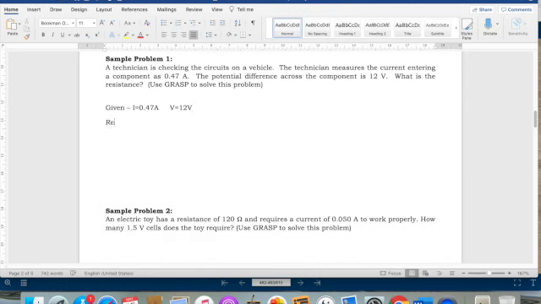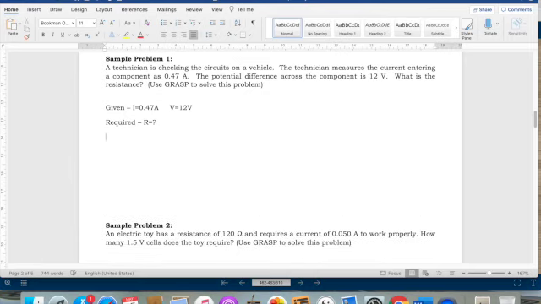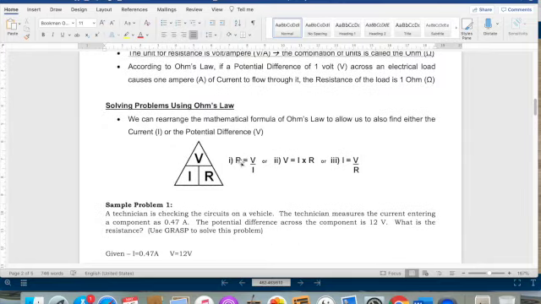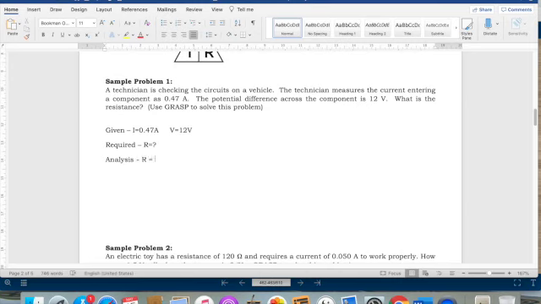R, what does the R stand for? R was our required. Well, what are we looking for in this? Well, we're looking for the resistance, right? Because it says, what is the resistance? Then the A, analysis, I believe, right? So what we have to figure out is: is there an equation that we can use that uses current and voltage to give us the resistance? So we look up here, we see that, well, hey, look, resistance is equal to voltage divided by current. So if I use that formula, then I should be able to find my resistance, okay?